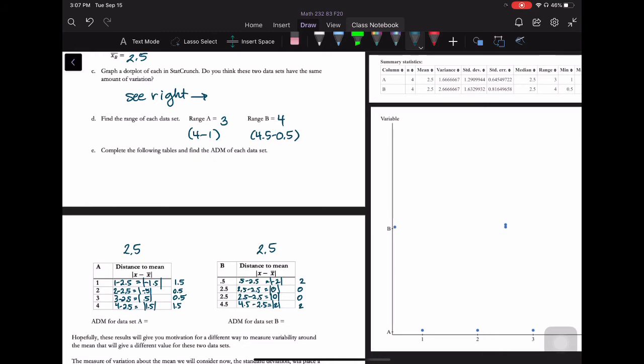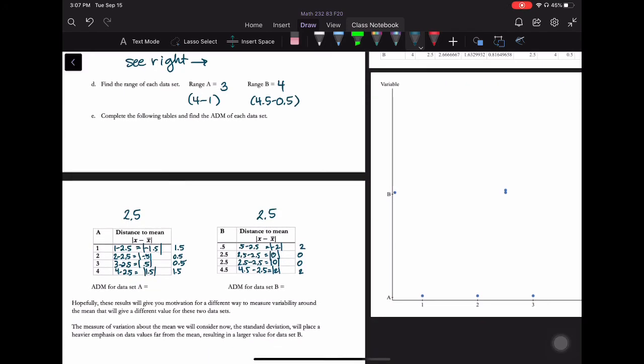Now we're finding the average deviation, which means we want to add these up. So I'm summing each of these values, and then I'm going to divide them by 4, because that's the number of observations we have. 1.5 plus 1.5 is 3, plus 1 is 4. So I have 4 divided by 4, which gives me an average deviation of 1. On the right-hand side, I have 2 plus 2, which is 4, divided by 4 is also 1.